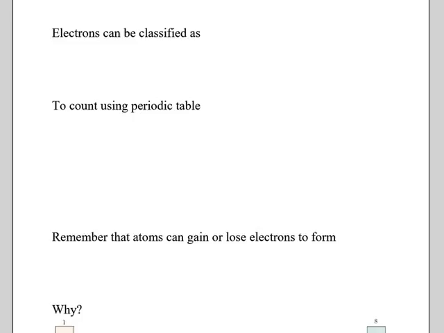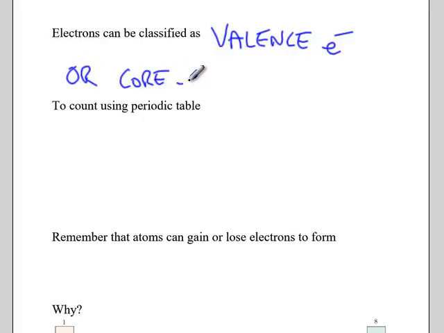In the last video, we were talking about the classification of electrons. And so here's the details about that. We're either going to call electrons valence electrons, or if they're not valence, they are called core electrons. The core electrons are closer to the nucleus. The valence electrons are closer to the outside, and the valence electrons are the ones that are most important.